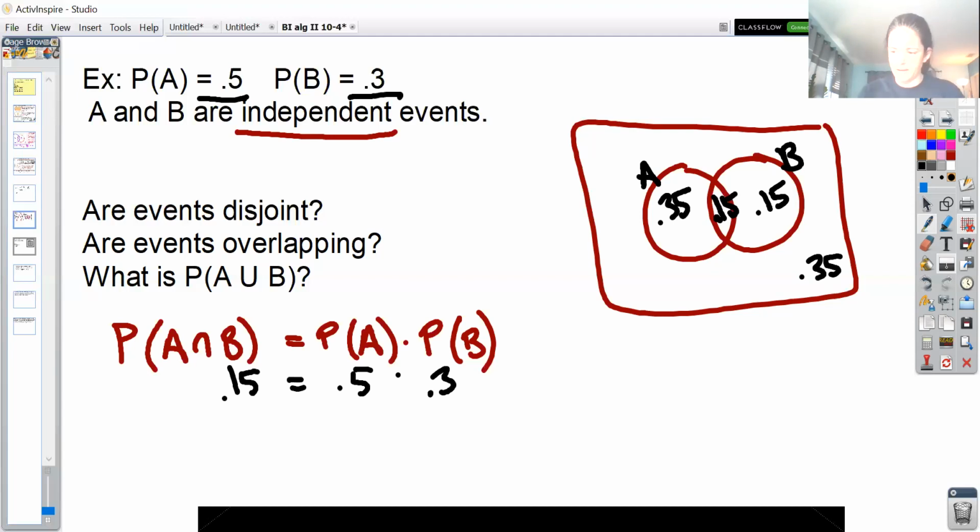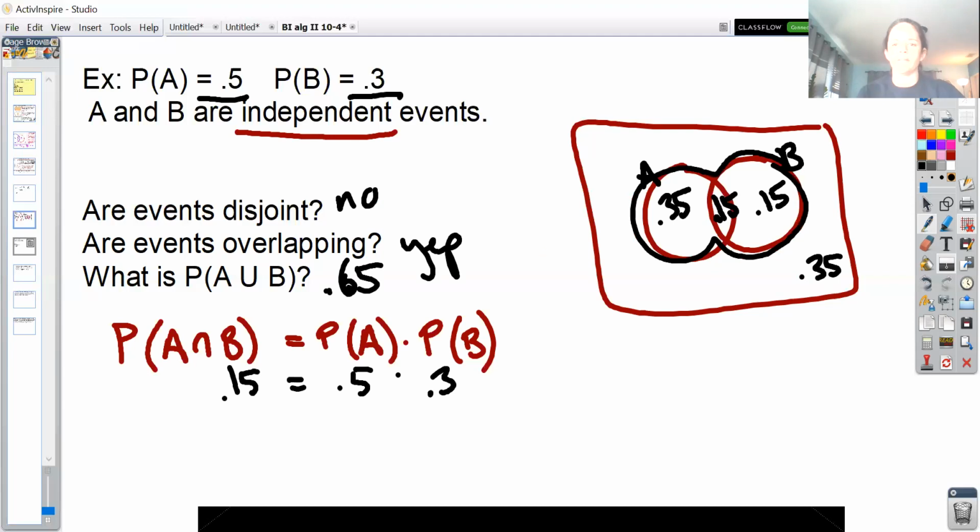So now that I have that filled out, these questions should be nice and easy. Are the events disjoint? Nope. Are they overlapping? Yep. And then what's the probability of the union? That would be 0.65. The union, remember, is adding up anything that's in A or B or both, but you don't count the both twice.